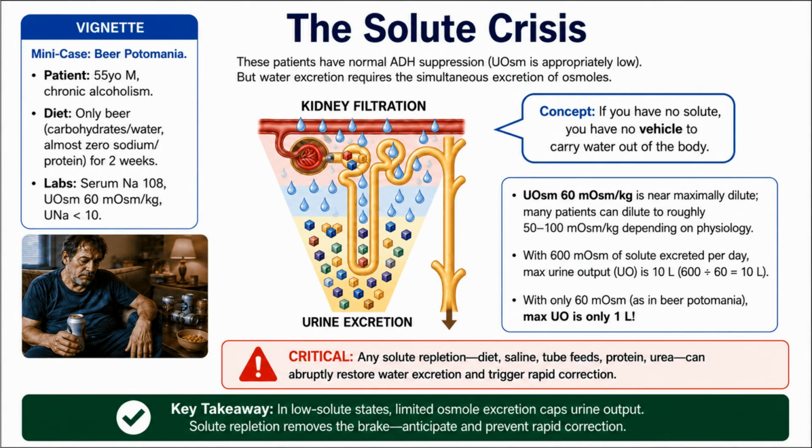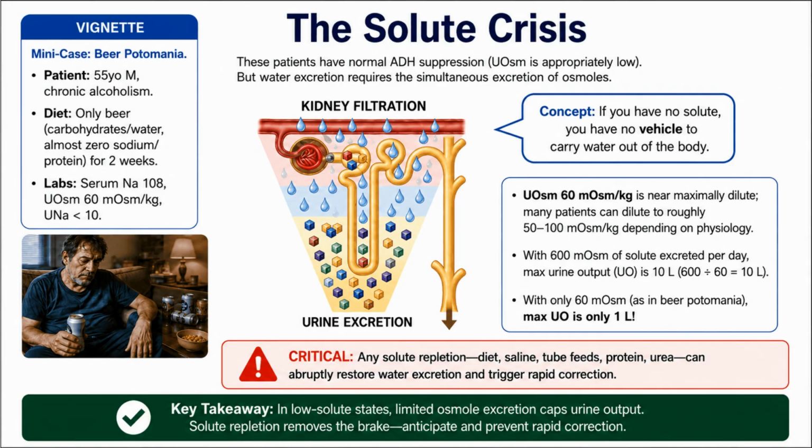Because water excretion requires solute excretion. If the patient excretes only 60 milliosmoles of solute per day, and the urine is diluted to 60 milliosmoles per kilogram, the maximum urine volume is only about 1 liter per day. Any intake above that is retained. If daily solute excretion is 600 milliosmoles and the urine can dilute to 60, then 10 liters can be excreted. The kidney may be working normally, but it has no osmoles available to carry water out.